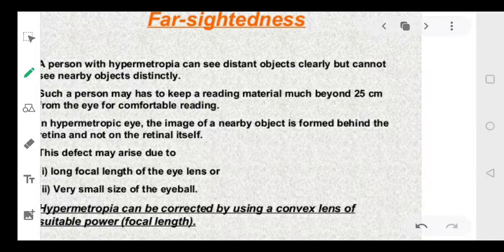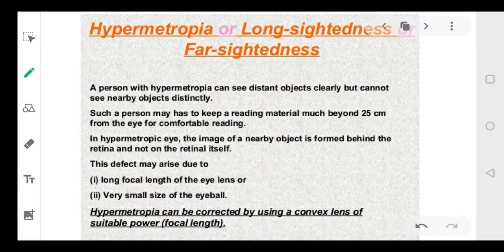The second defect is just opposite of this defect. Exactly just opposite of it. Right? It is called hypermetropia. Hypermetropia is also called as long-sightedness or far-sightedness. Now, as I said, it is exactly opposite of myopia.